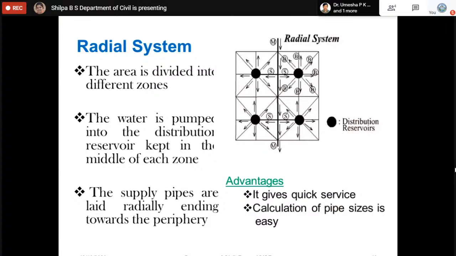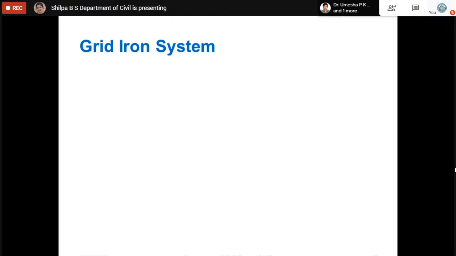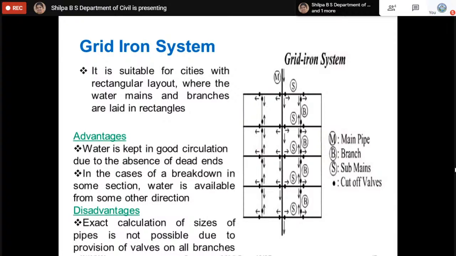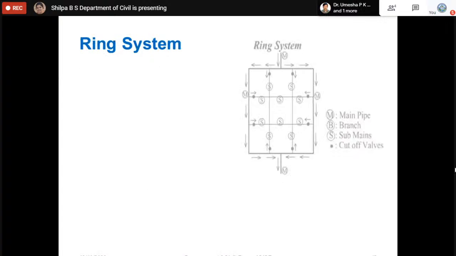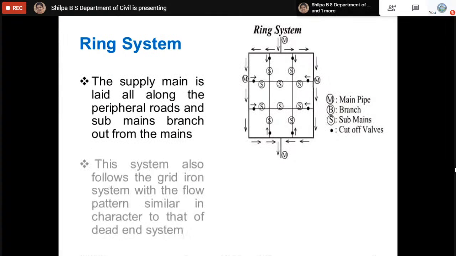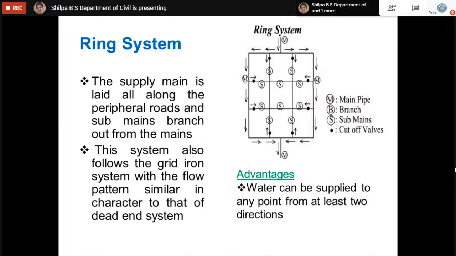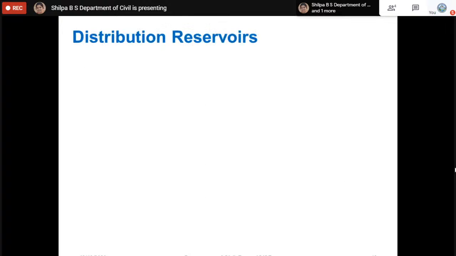It gives quick service, and at the same time the calculation of the diameter in this system is very easy. The gridiron system is suitable when the layout of the city is almost rectangular. The advantage is that we can have good circulation due to the absence of dead ends, but the calculation of sizes in this system is a bit difficult. In the ring system, the main supply line is laid along the peripheral roads, and the sub branches come out of those main lines. The advantage is that water can be supplied to any point from at least two sides.